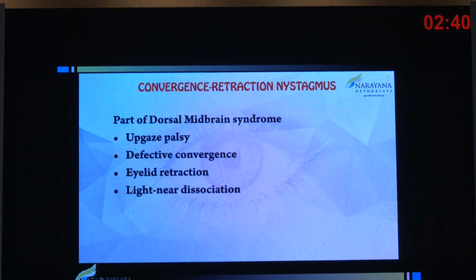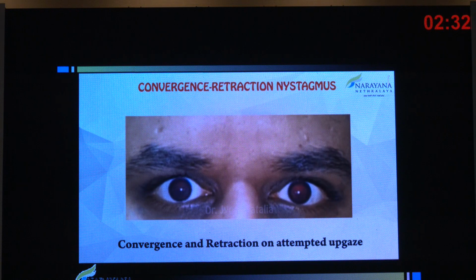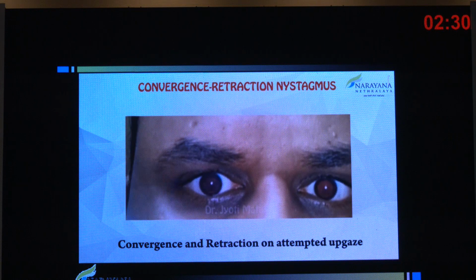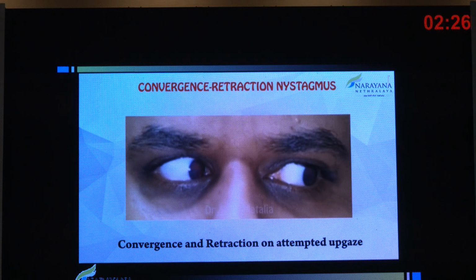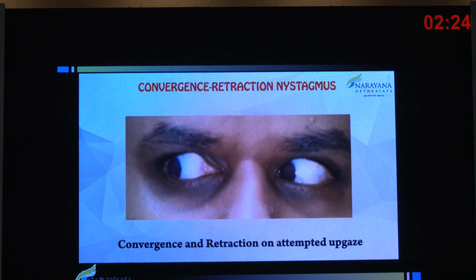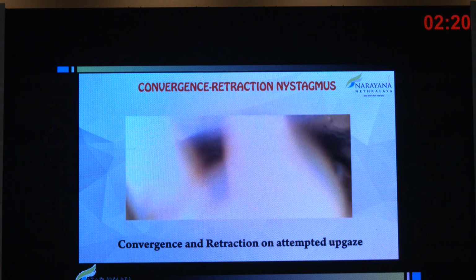This is classically a nystagmus, which is a part of the dorsal midbrain syndrome with an upgaze palsy, defective convergence, eyelid retraction, and a light near dissociation. So you can notice he's trying to converge, he cannot lift his eye upwards, and there's some amount of retraction. But if you see, the horizontal movements are perfectly okay, there are no issues, but he's not able to converge or lift the eyes up. So this is the classical feature.